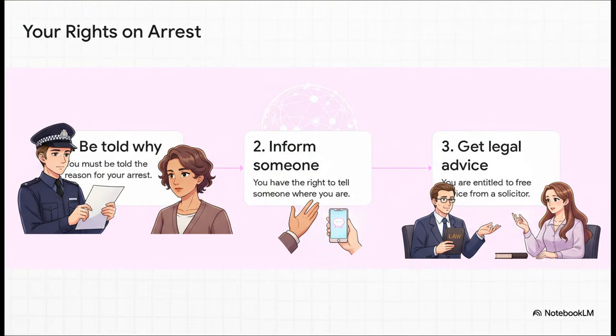Okay, listen up, because this is so important to know. If you are ever arrested, the law gives you three fundamental protections. The police have to tell you why you're being arrested. You have the right to let someone know where you are, and you are entitled to get free, independent legal advice. These are not suggestions. They are your legal rights.